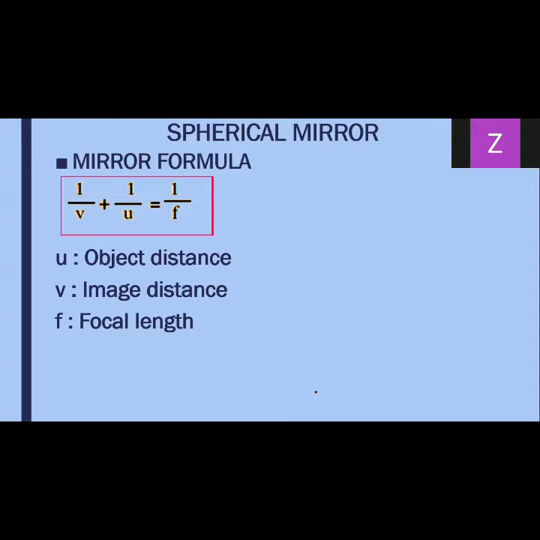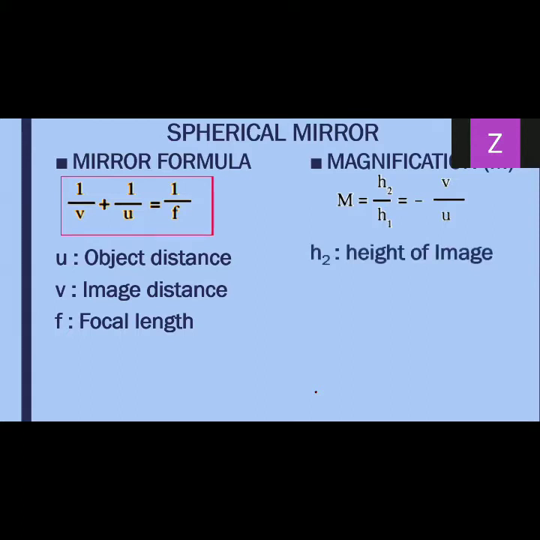Depending on the mirror, again the sign conventions, which we will get into next, we have to consider them. Another important formula for us, which we will be using even in 11th standard, is about magnification, which gives you H2 upon H1 is equal to minus V upon U, where H2 stands for height of image and H1 stands for height of object. Height, size, one and the same thing. Size of image is the same as height of image. And V and U over here are the same as before.